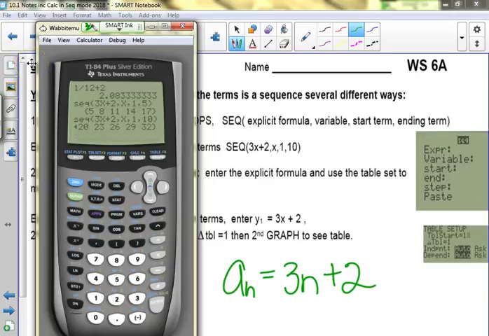Everybody's working? This is old school. I would not use this anyway, because it's like this invisible list. I can't see all of it. It's a pain in the neck. Did you get it figured out or not?